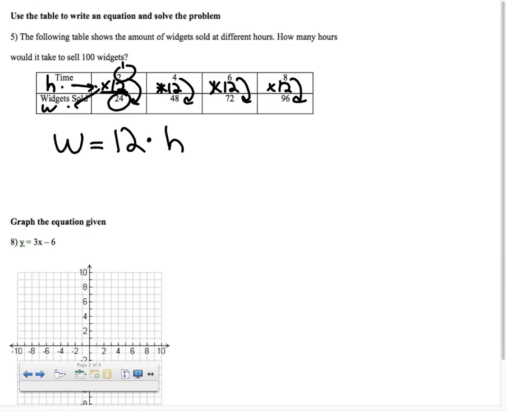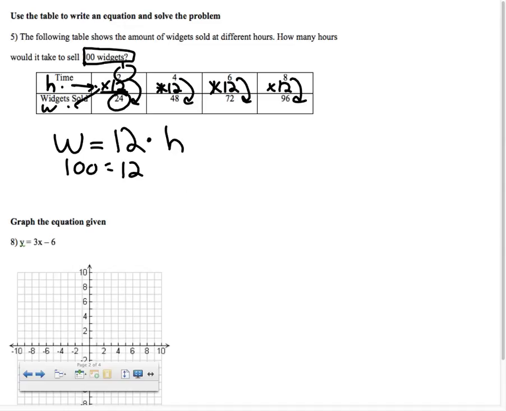But the second part says how many hours will it take to sell 100 widgets? So in this case, we have 100 widgets. So 100 represents the number of widgets that we have. So I'm going to put that 100 in for w. Keep everything else the same. Because my question says, well, you know how many widgets you're going to have. You're going to have 100. Let me make that h a little better.